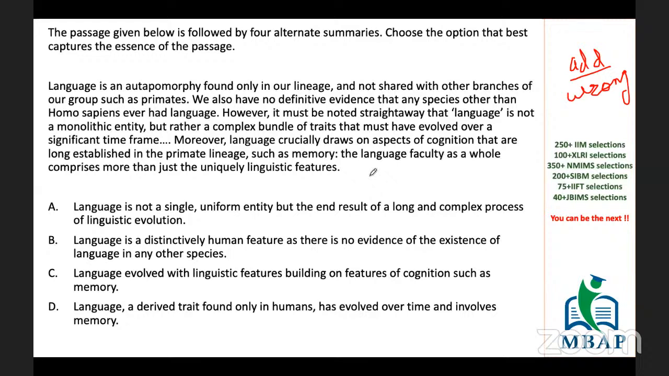This question. Language is an autapomorphy found only in our lineage and not shared with other branches of our group, such as primates. We also have no definitive evidence that any species other than Homo sapiens ever had language. However, it must be noted straight away that language is not a monolithic entity. It means it is not something having a single aspect, but rather a complex bundle of traits that must have evolved over a significant time frame.